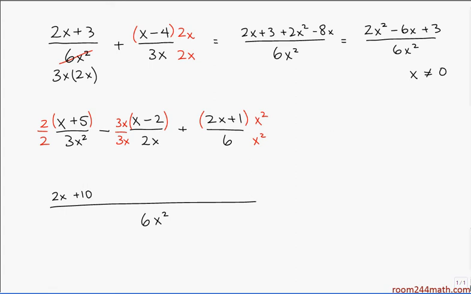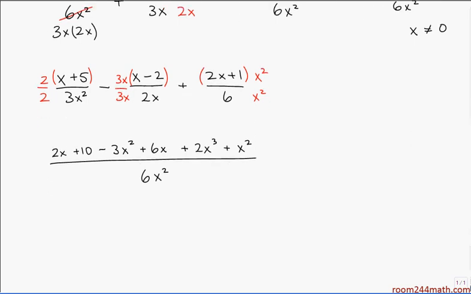Then we have minus 3x times x minus 2. Now here is one thing where you have to be very, very careful. It's very easy to get the signs wrong here. The minus 3x times x is pretty straightforward. It gives you minus 3x squared. Then you have a minus times a minus, so this should be plus 6x. And I'll suggest one little thing you can do to check your work once you're done, if you're ever worried about writing down the sign incorrectly. And then finally we have plus 2x cubed, and then plus x squared.